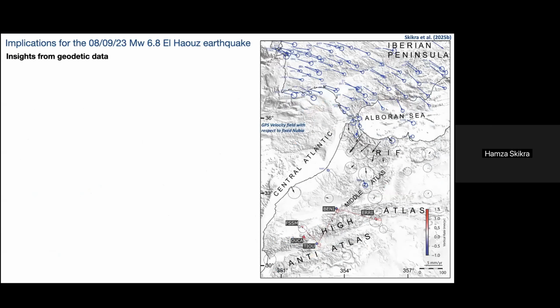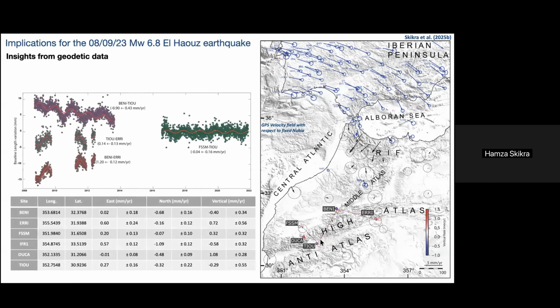Secondly, we turn to the geodetic record. This map shows a GPS velocity field relative to the fixed Nubian plate. Despite the sparse network that we have here in Morocco and the inherent uncertainties, of course, the pattern is somehow clear. As we can see, the velocity field in this region is remarkably slow. In general, it is below 1 millimeter a year.